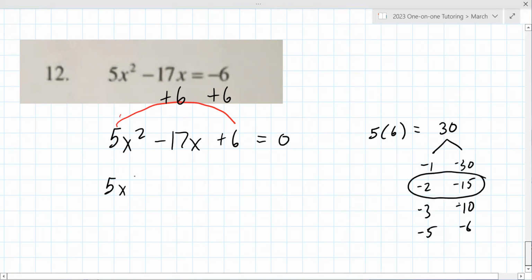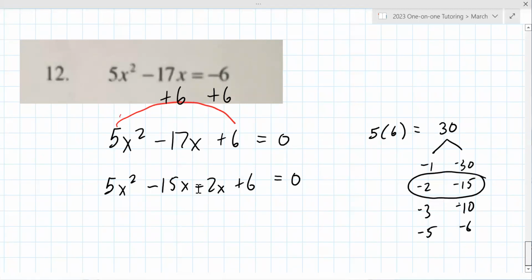So 5x squared minus 15x minus 2x plus 6 equals 0. I'm choosing the minus 15 first because it goes with 5. Why don't you try working it out from here? Just keep in mind your grouping again, and double check all your signs.